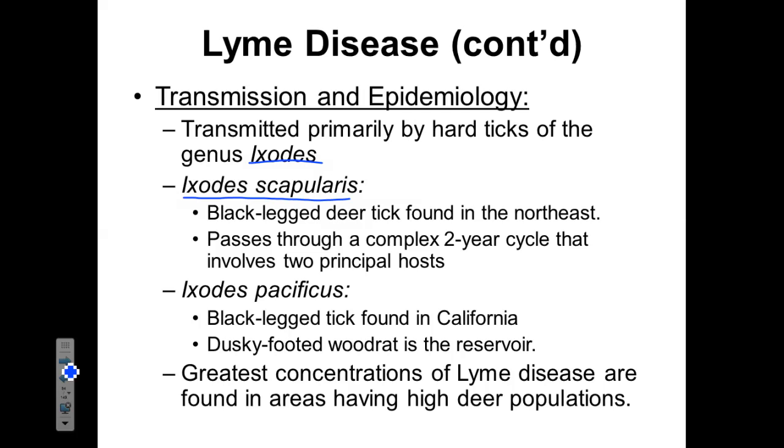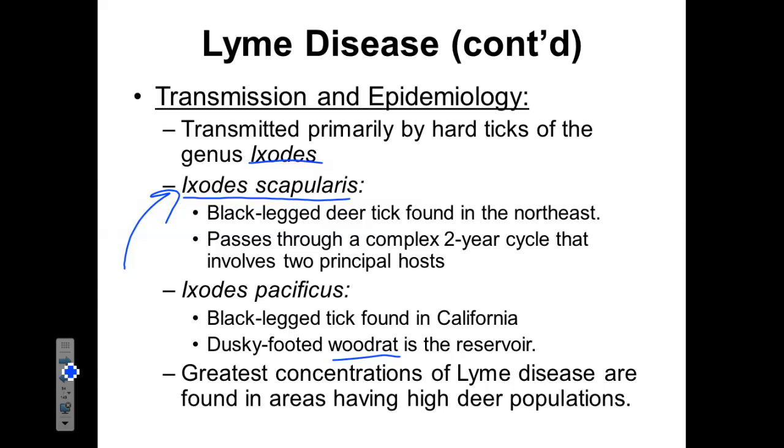If we look at Ixodes pacificus, this is the black-legged tick that's found in California. And that tick is primarily going to be found on a dusky wood rat species. Here in Minnesota, the most common form of the tick that we are going to be exposed to is Ixodes scapularis, or the black-legged deer tick. And the 2 principal hosts are humans and deer.